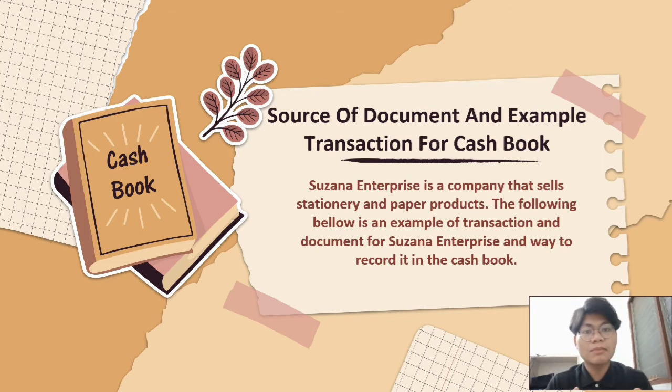Lastly, I will explain about the source documents and an example transaction for the cash book. Susanna Enterprise is a company that sells stationery and paper products. The following is an example of transactions and the documents for Susanna Enterprise and the way to record them in the cash book.